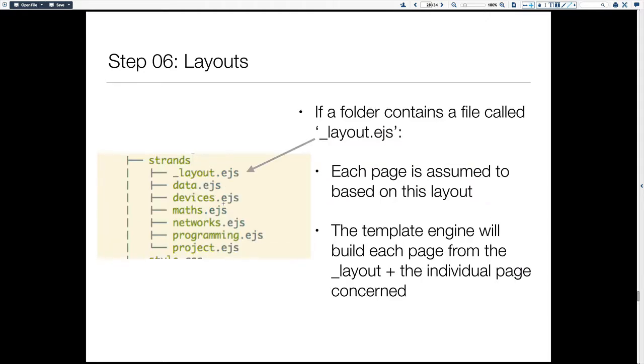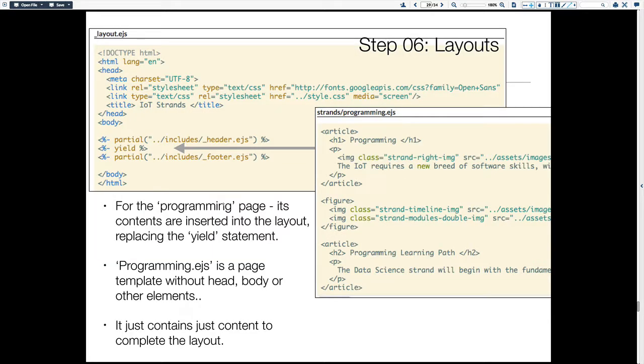So our layout usage in our little case study is inside the strands set of pages. We have one layout, and that one layout applies to data, devices, maths, networks, programming, and project. So all 6 of those pages use that one layout. Here's the layout itself. It contains standard HTML head and body. The head includes the appropriate style sheets and fonts. All of the bodies contain header and footer from our partials. And then we've got a yield, which means each individual page will have different content. So we've got programming being injected in there.